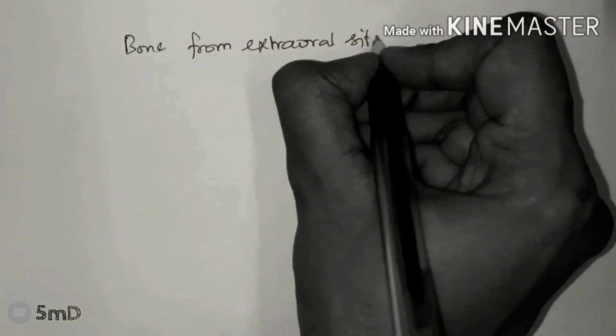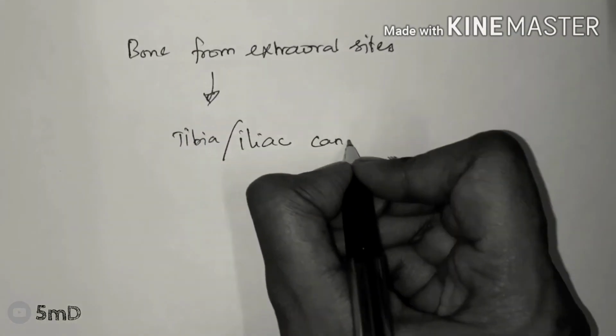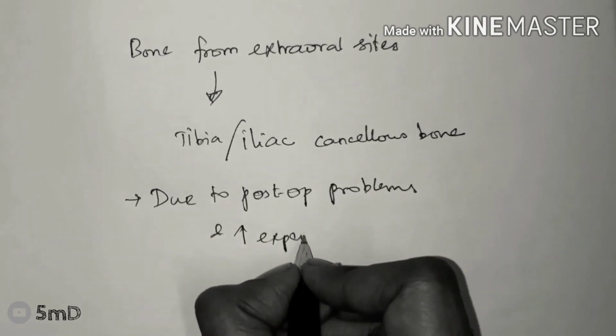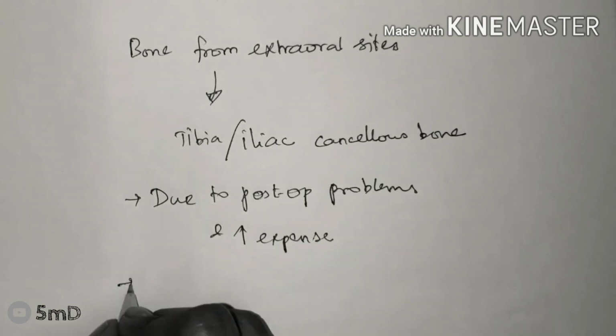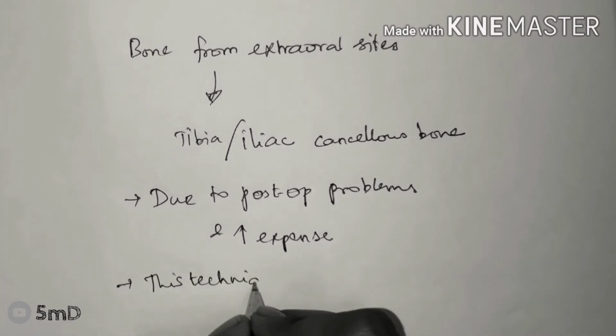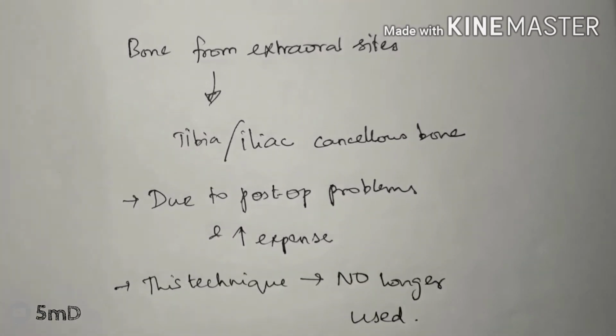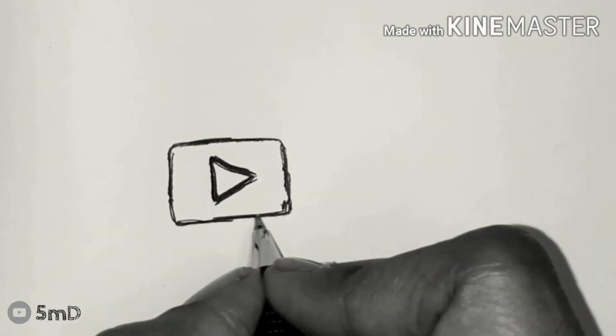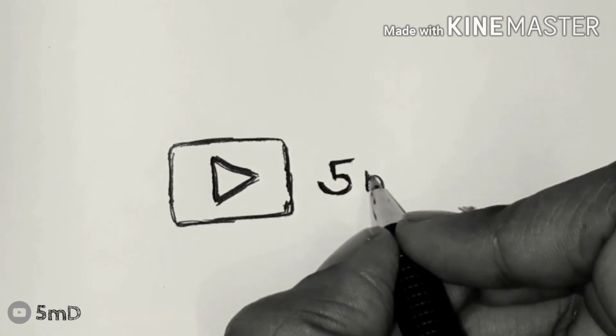And the final part of autograft is the bone obtained from extraoral sites. Bone from tibia and iliac cancellous bones are used, but due to the post-operative problems faced like infection, healing of the donor site, and the increased expense for this procedure, this technique is no longer used in practice. In the next part of the video, we'll deal with allografts, xenografts and non-bone graft materials.